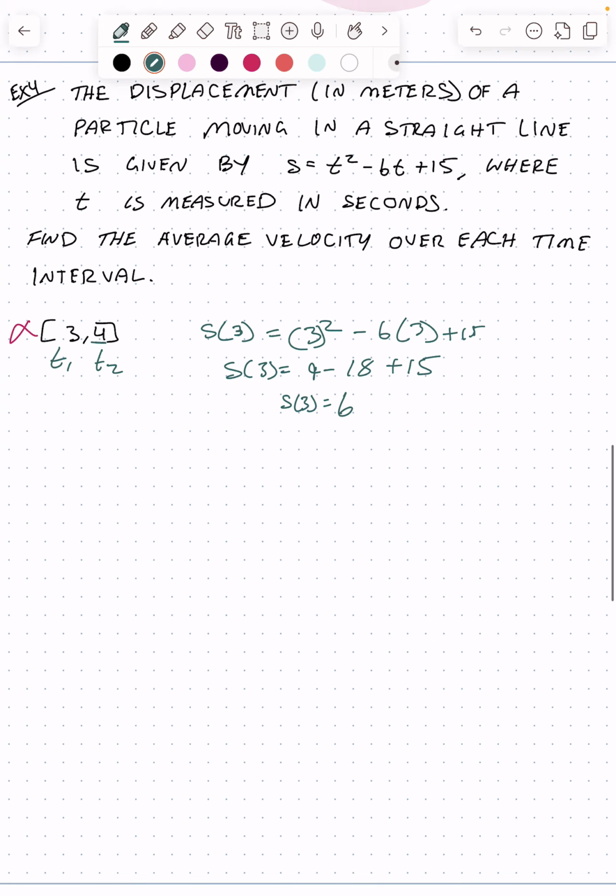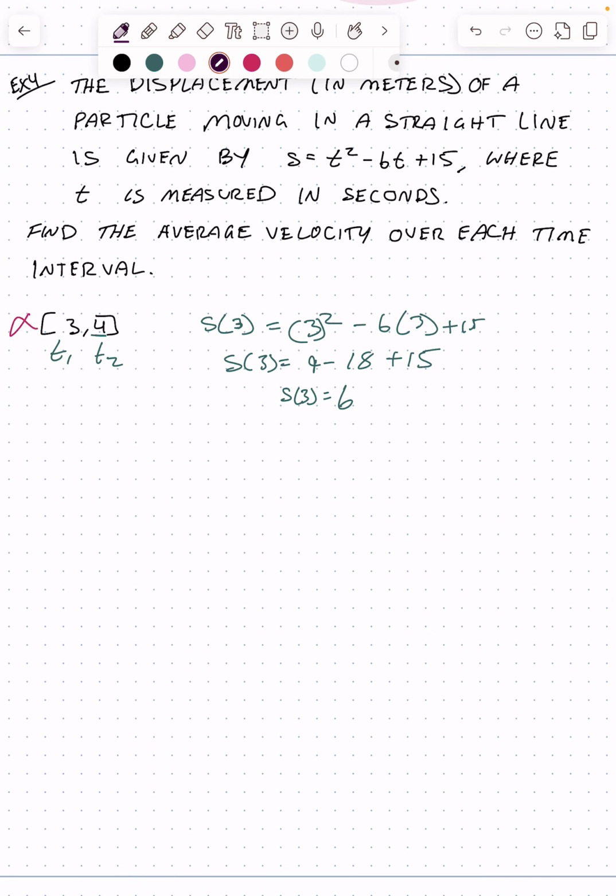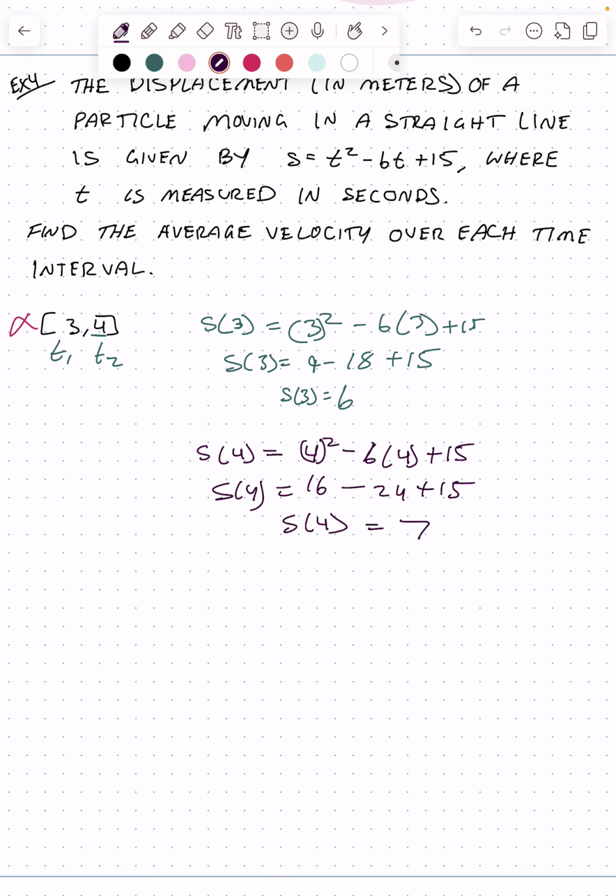Let me try to keep this a little neat. All right, and I'm going to write in a different color for this next one. So literally just plugging in 4 into our original equation. We're not deriving anything yet. Let's keep going. All right, we get 16 minus 24 plus 15. So S of 4 gives you 7.